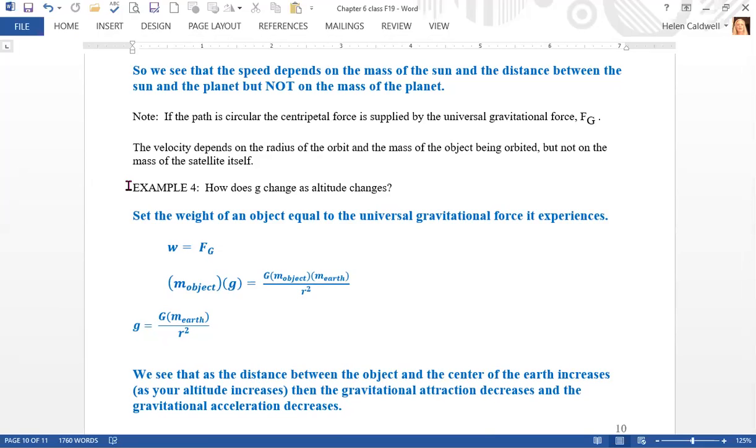Let's see why. To solve for this one, you set the weight of the object equal to the universal gravitational force. So little w equals F sub g. Little w is the mass of the object times acceleration due to gravity. F sub g is big G times the mass of the object times the mass of the Earth divided by r squared.